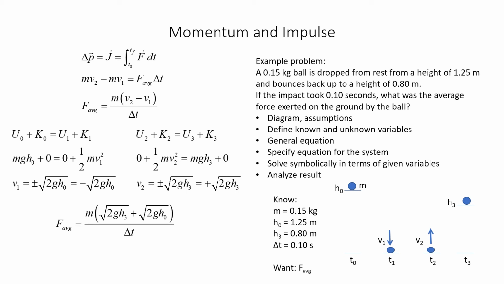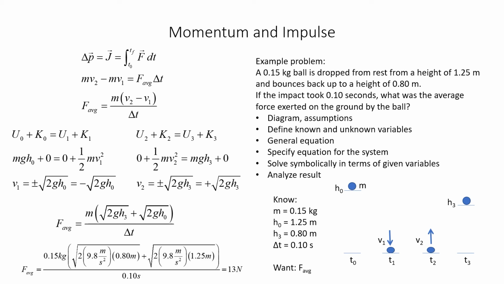Now, if we substitute these expressions into our F average equation, we get the F average equals the mass times root 2gh3 plus root 2gh0. Notice that minus sign matters here. Take that all over delta t. Now I just plug in my values for each of these terms and calculate the answer to be 13 newtons. It seems like a reasonable order of magnitude for a force of dropping a ball onto the ground.